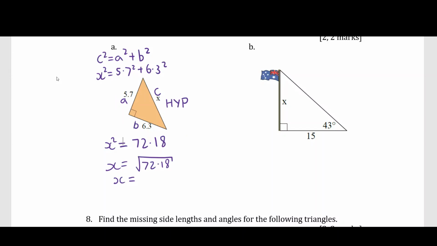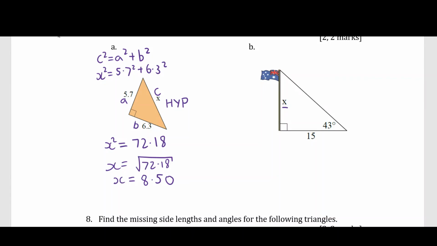X equals, let's find the square root of 72.18, which gives 8.4, closer to 8.5, 8.50. That's our answer.